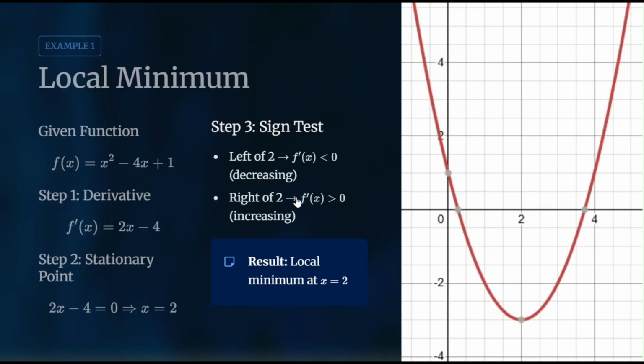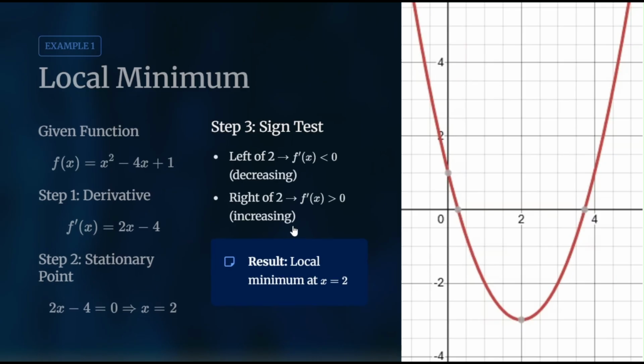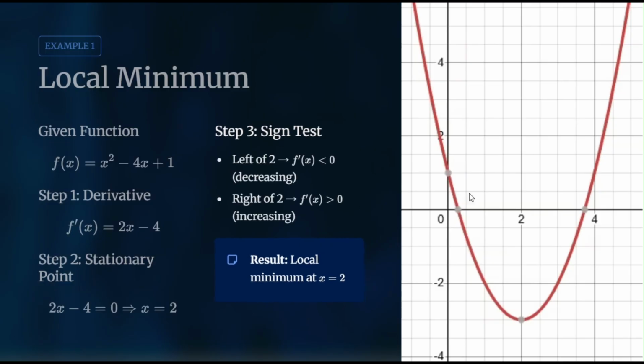We'll do the same thing on the right of 2. Let's say we pick x equals 3. If we substitute x equals 3 into our derivative function, 2 times 3 is 6. 6 minus 4 is 2. Therefore, the derivative is positive, which means that the function is increasing on that interval. So if the function goes from decreasing to increasing, that means that we have a local minimum at that point, at x equals 2. And we can clearly see it on the graph. You have a local minimum at x equals 2.